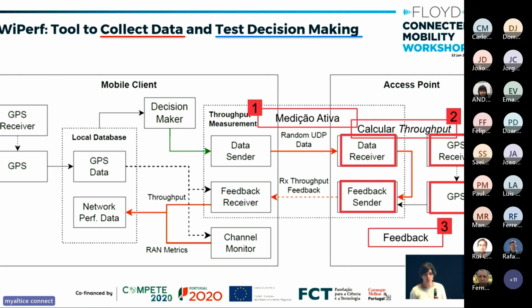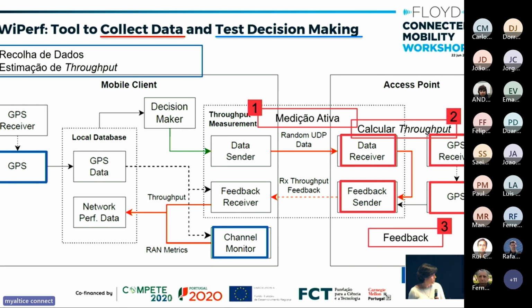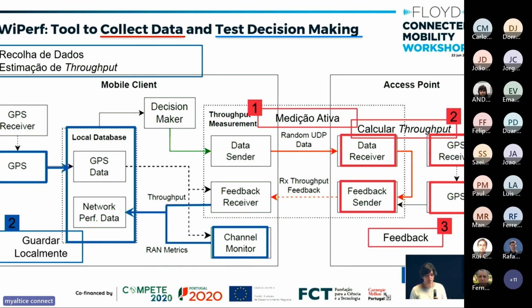And in real time, you will not be sending data at high rates just for measuring the channel. So we have a channel monitor running, measuring both the data rates and several parameters on the wireless channel. This data is also collected in the same network performance database. So we have historic data and real or very short time data.